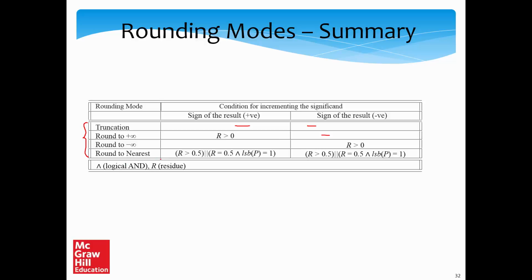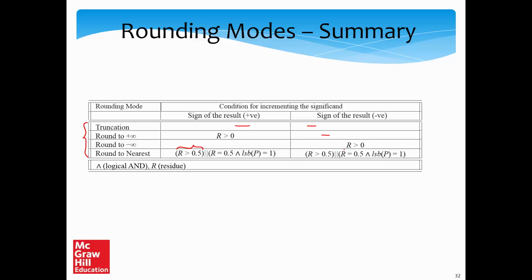Round to nearest is somewhat tricky. There are two cases. We need to check if the residue is greater than 0.5, we increment the significand. If the residue is 0.5 and the significand is odd, then also we increment. And this is the same condition for both positive as well as negative results.